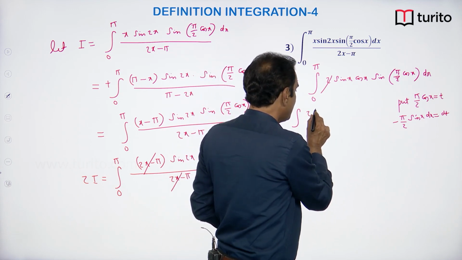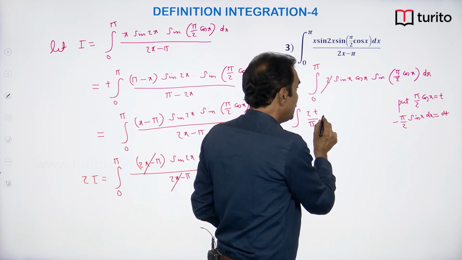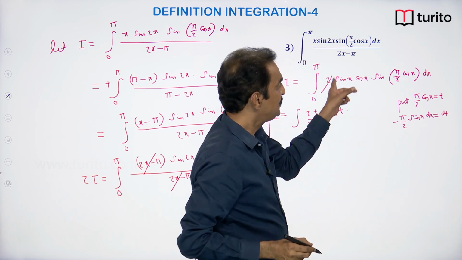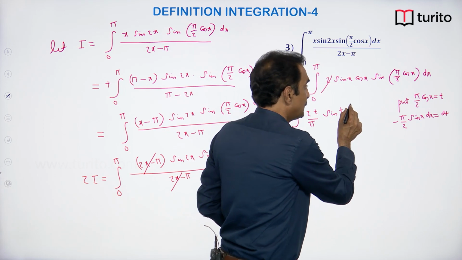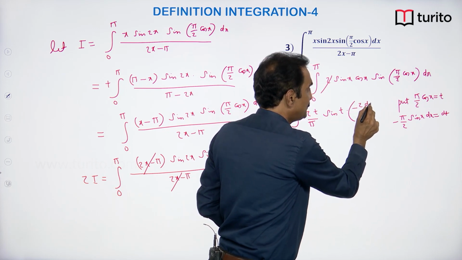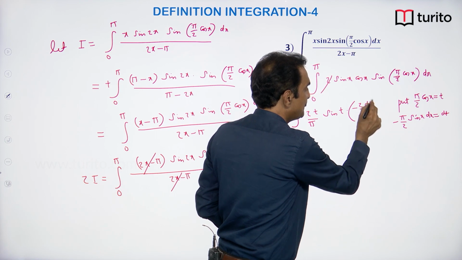2t by pi into sin of t into sin x dx, minus 2 dt by pi.